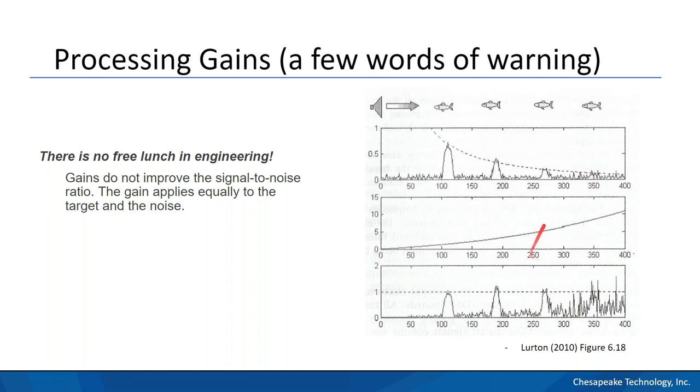But notice we've also enhanced the noise. So changing the gains on the far field doesn't make that fish in the far field stand out any better from the noise. It doesn't change the signal to noise ratio. It just makes it louder. So be careful not to overgain things, because what you'll wind up seeing is just noise.